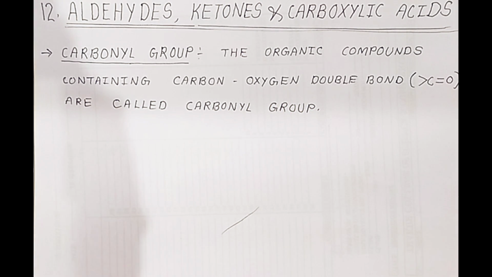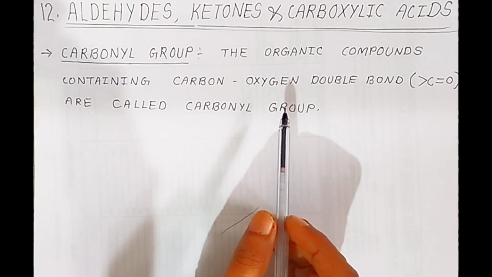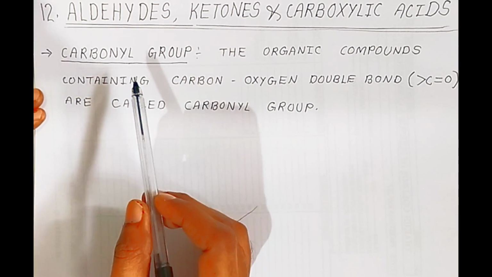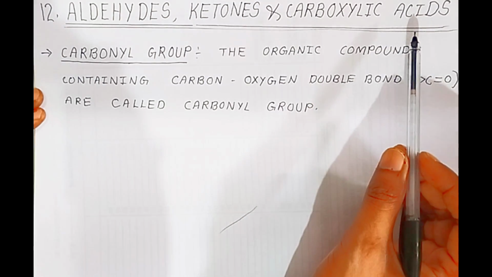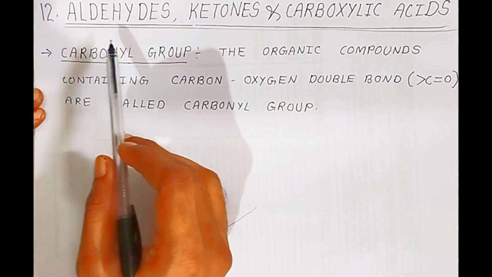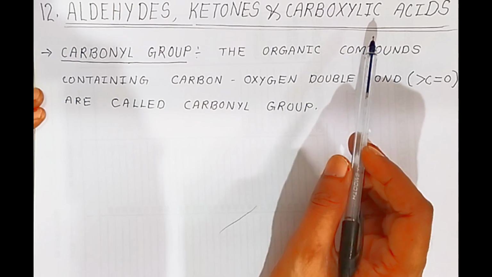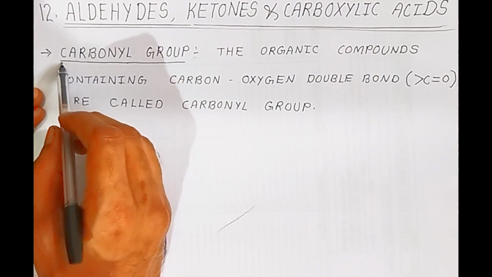In this video students, we are going to see organic compounds containing aldehyde, ketone and carboxylic acids. In board examinations, most of the questions come from this chapter, that is aldehydes, ketones and carboxylic acids. If you want to study these molecules, the basic skeleton present in aldehyde, ketone and carboxylic acid is the carbonyl group.